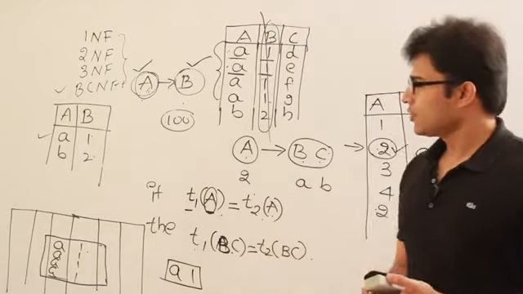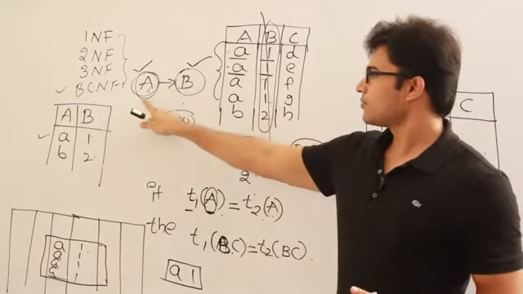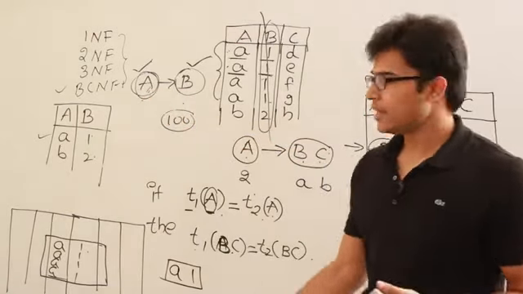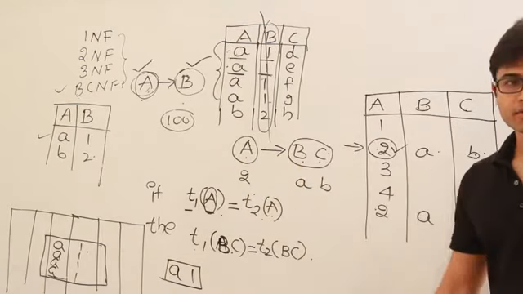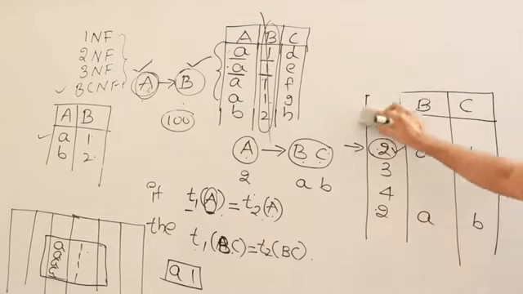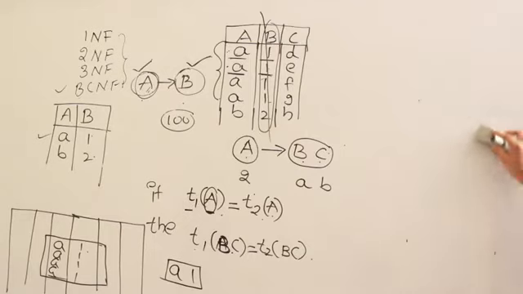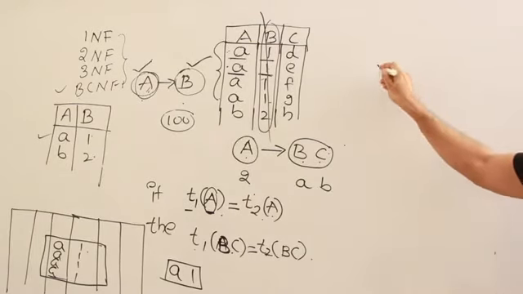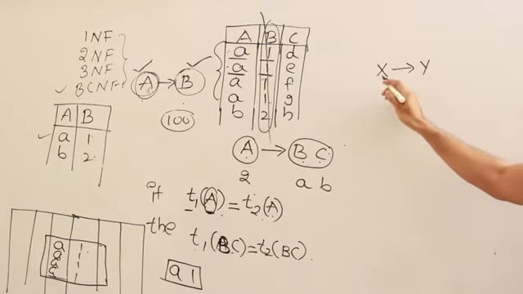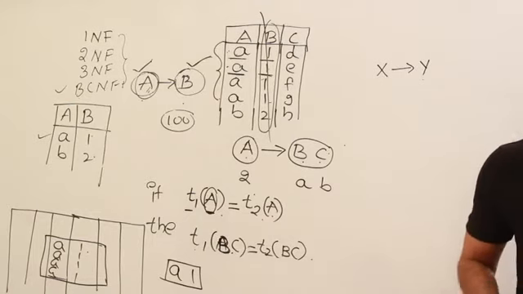There are various types of functional dependencies. Here I have shown you one example where the left hand side is one attribute and the right hand side is one attribute. Here you have seen the left hand side is one attribute and the right hand side is two attributes. So the left hand side can be any subset of attributes and the right hand side can be any subset of attributes. In general, if you write x determines y, it is x determines y, not x tends to y, or x derives y.